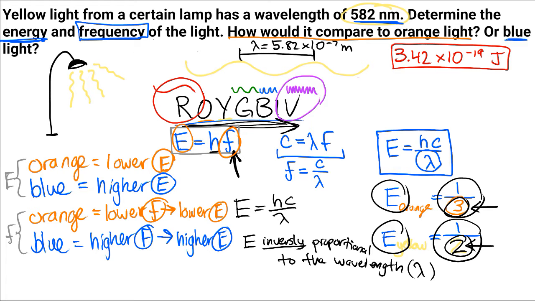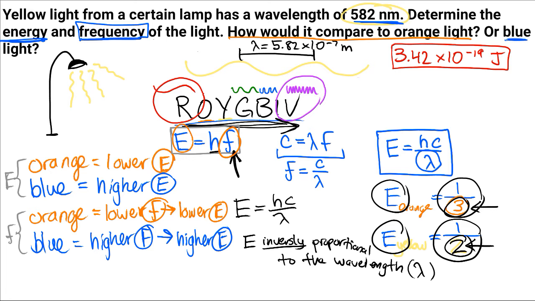And that would be how you would qualitatively compare them. Notice how we were not given wavelengths of either blue or orange light, but we could determine the relative differences in energy and frequency versus yellow or any other color based on these equations and our understanding of direct versus inverse proportions.